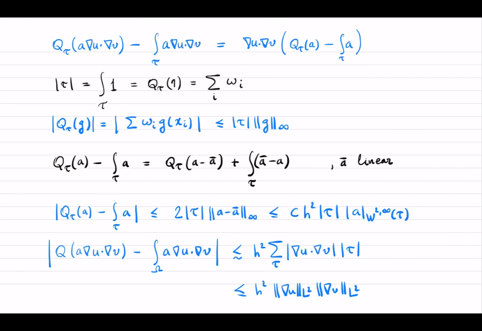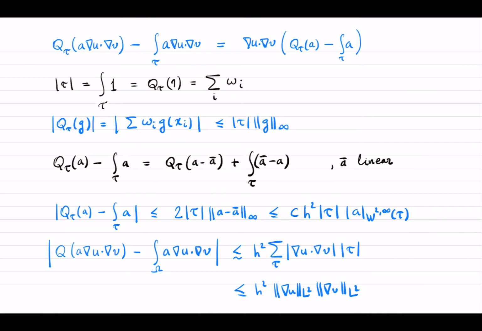The quadrature rule is exact on constants, so obviously the integral over tau will be equal to the quadrature rule over tau applied to the constant function 1, and that can be written in terms of the weights in this way. Then, of course, this integral over tau is just the volume of the element tau, so it shows that the sum of the weights must be equal to the volume of the element tau.